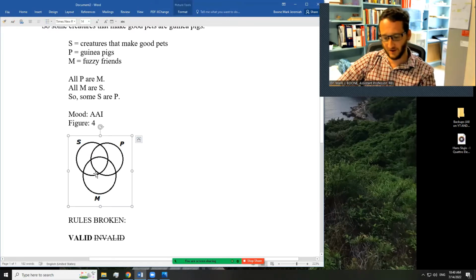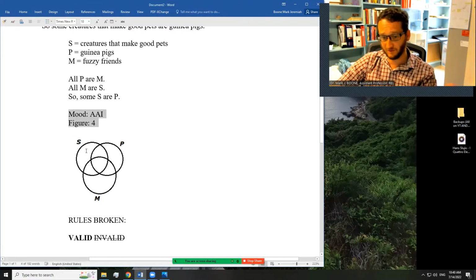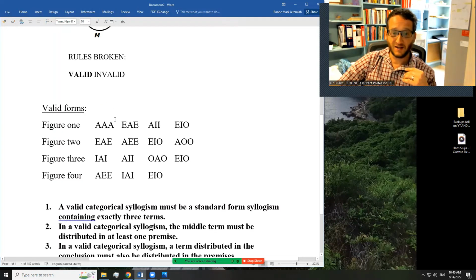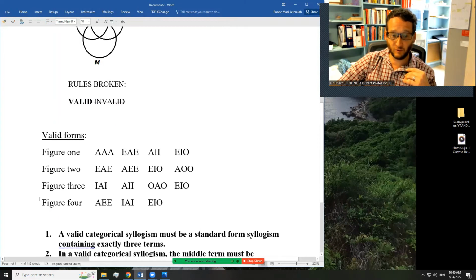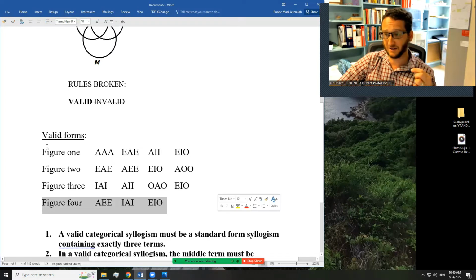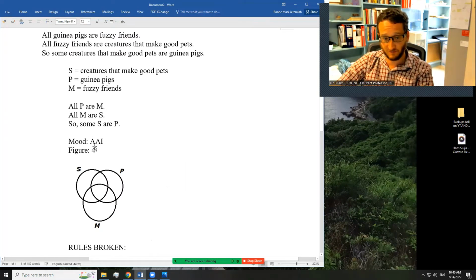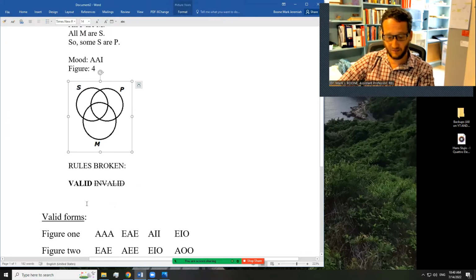Now let's do the Venn diagram method. Actually, let's finish up the mood figure method. We've identified the mood and the figure. Now you have to say whether it's valid. Is AAI valid in figure 4? Nope. Actually, AAI is not valid in any figure. So it's going to be invalid, and we should find the same thing with the Venn diagram method.